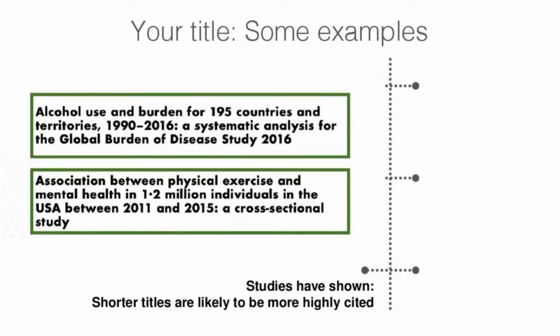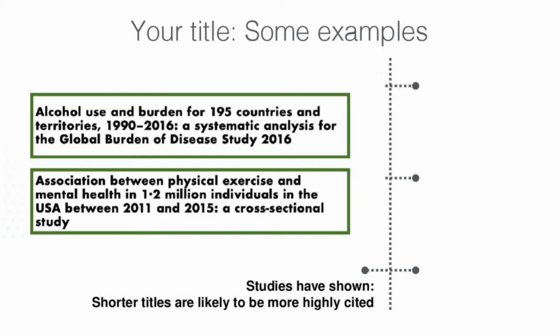Here are some examples of highly cited papers from the medical literature from 2019. These papers got lots of citations because they're interesting. Alcohol use and burden, a systematic analysis. Association between physical exercise and mental health. These titles also have another characteristic feature that lots of English academic writers use to break up the information, a colon in the title. That's also a trick that you can use.